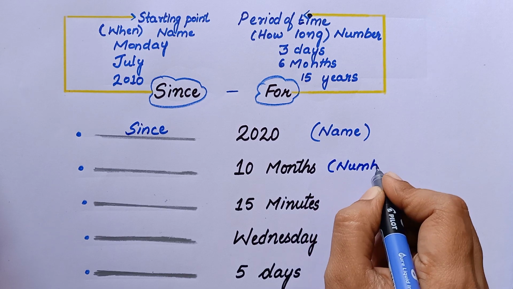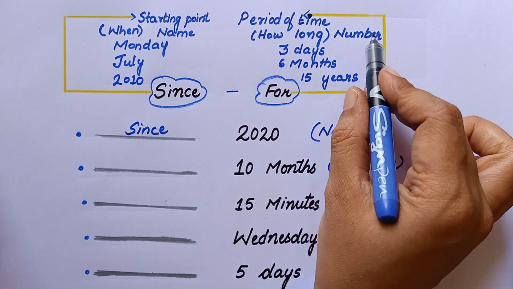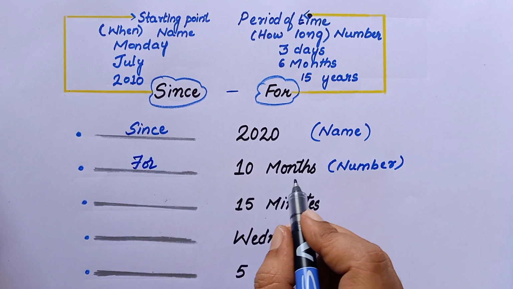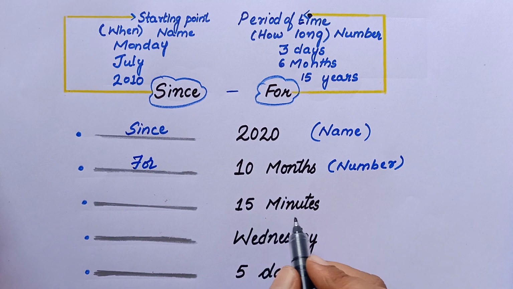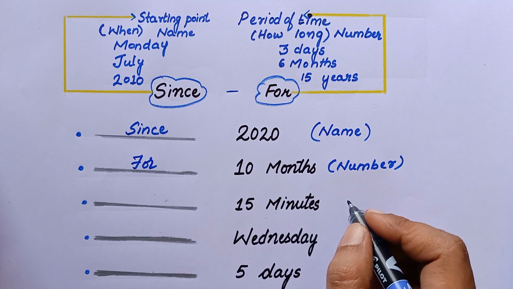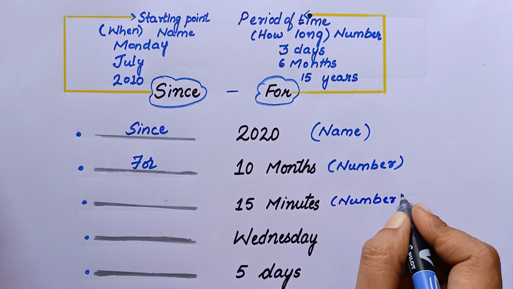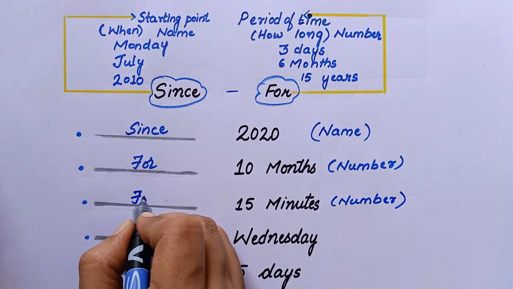How about 10 months? 10 months is the number of months. How many months? For how long? Okay? For how many months? For 10 months. What about 15 minutes? Is it the name of a minute here? No, it's not the name of a minute. For how many minutes? For 15 minutes.